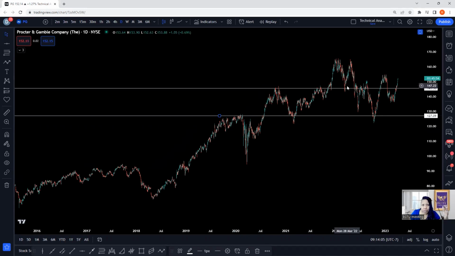because at some point, everything that goes up must come down. And we can see Procter and Gamble has been on, this is 2018, a nice little uptrend. So at some point, this stock is probably going to retrace a bit.